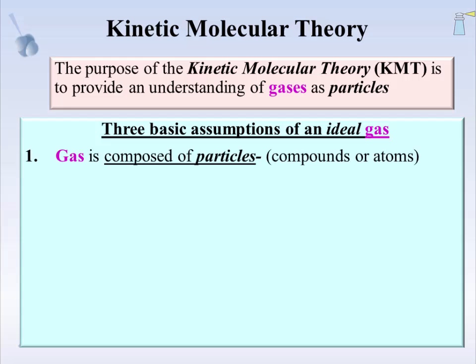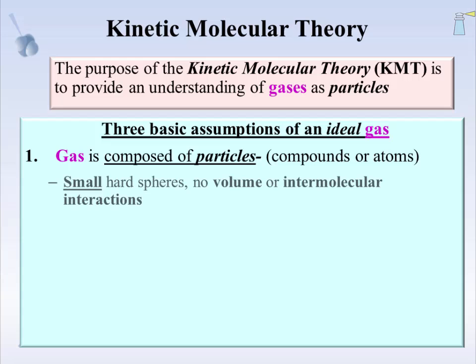The opening assumption is that a gas is composed of particles, very tiny ones. For the most part, they are compounds or atoms. The particles are modeled as small hard spheres. They are said to have no volume and do not experience intermolecular interactions. Real gases do have volumes and do experience intermolecular interactions.